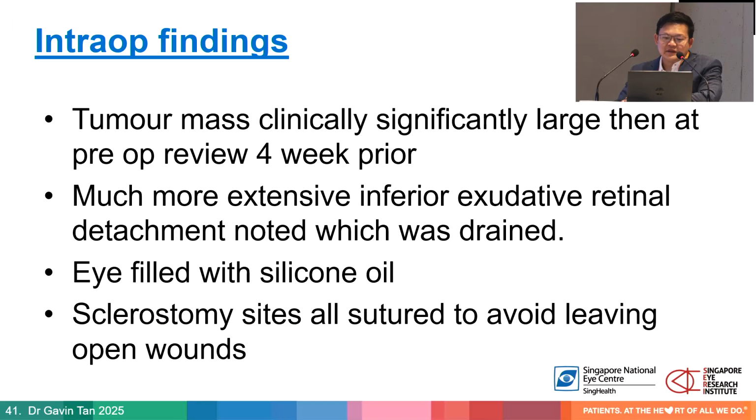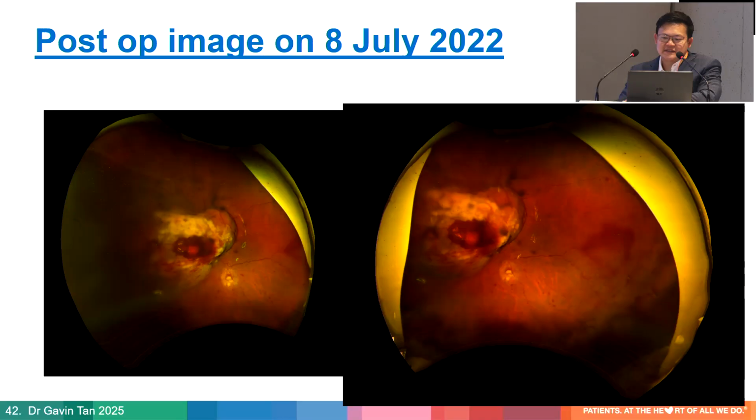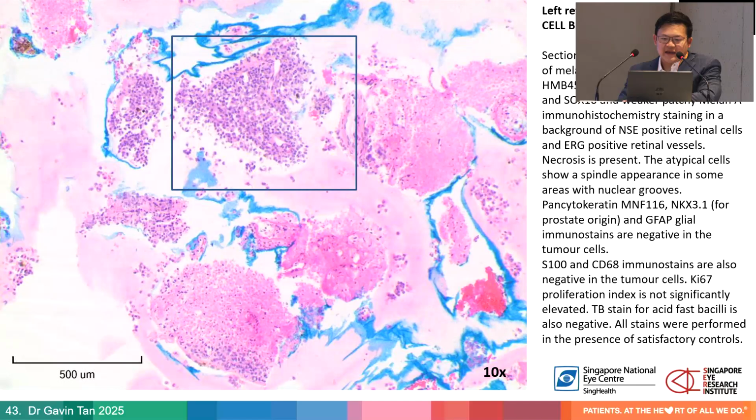And the mass had grown even larger from the prior visit, and there was a much more extensive exudative retinal detachment. At that time, we had to make a larger retinotomy in order to access the deeper tissue, and there was a lot of exudative retinal detachment. We filled the eye with silicone oil. We sutured all the sites and did, of course, cryotherapy on all the sclerostomy sites. This was the post-operative image. And this was the tumor block.